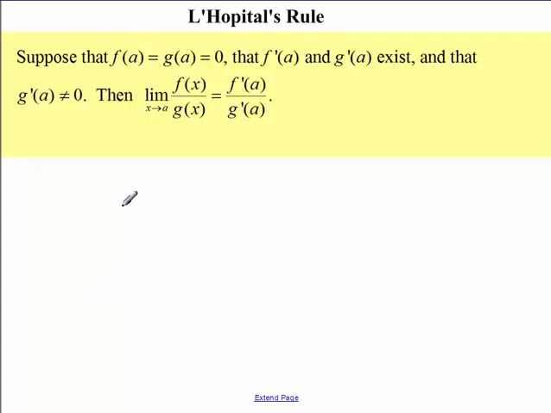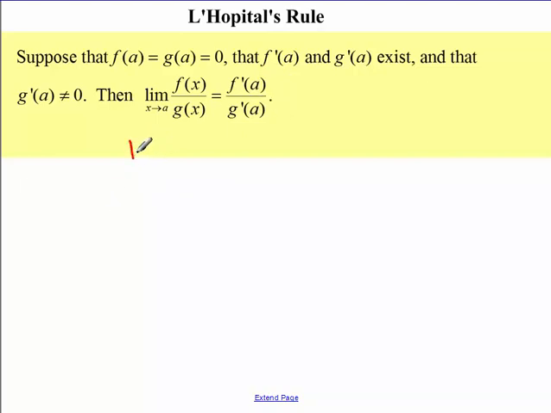So L'Hopital's rule says if your function values for the top and bottom are both equal to 0, and that your derivative exists, and that g prime of a doesn't equal 0, then I can find my limit by taking the derivative of the top and the derivative of the bottom.